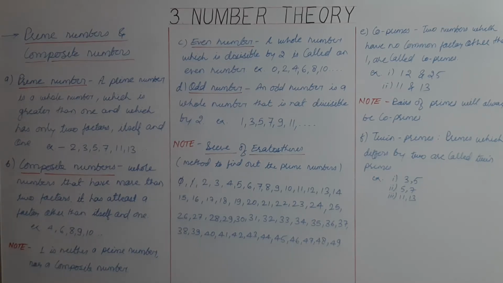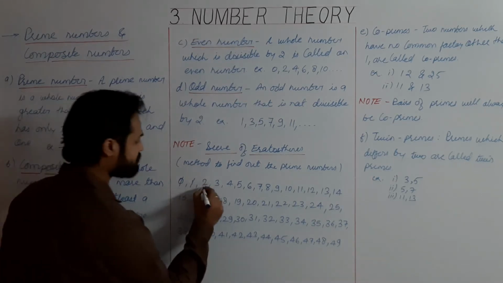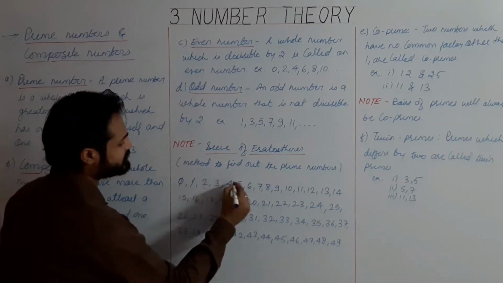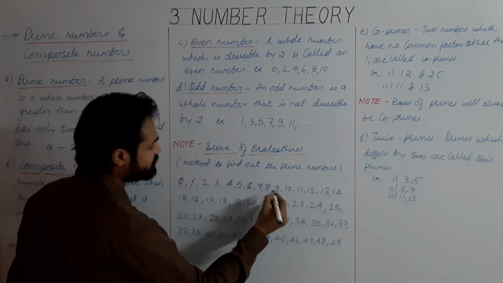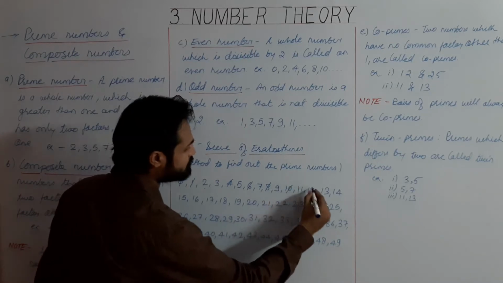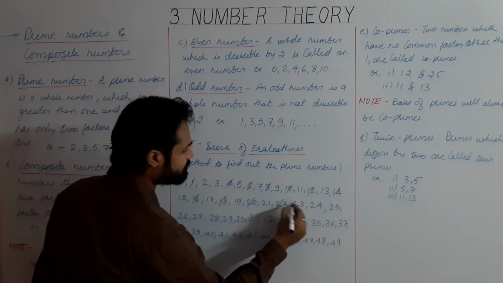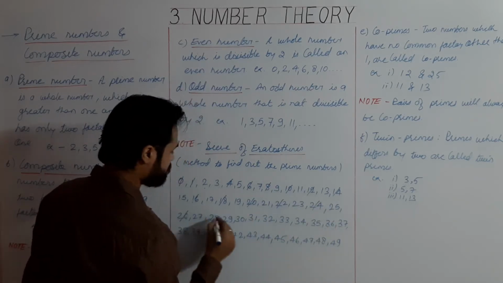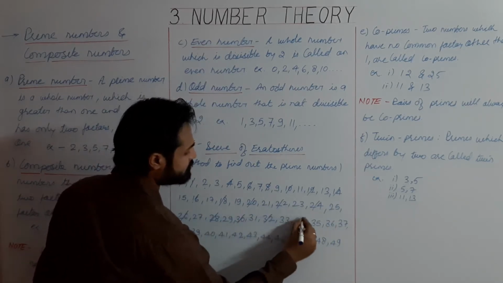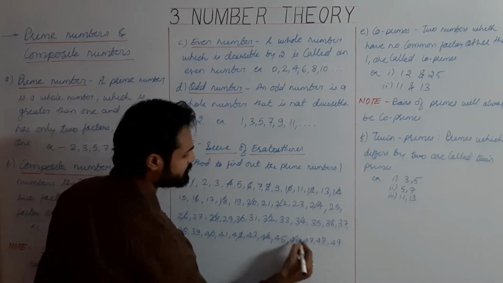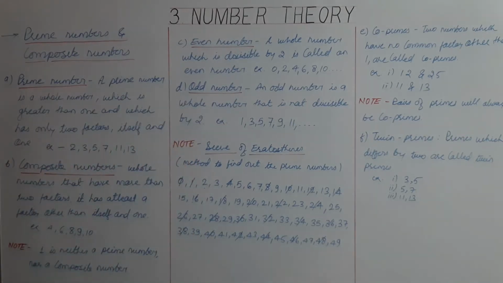Then the next uncrossed number is 2. Leave it and then cross out all multiples of 2. The next multiple of 2 is 4, then 6, then 8. Strike out or cross all multiples of 2: 24, 26, 28, 30, 32, 34, 36, 38, 40, 42, 44, 46 and 48.